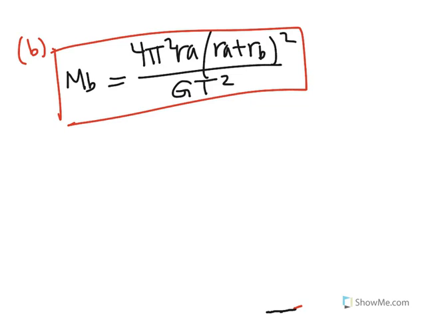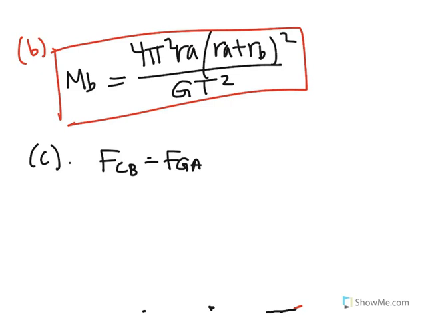Now for part C, they ask you for the mass MA of star A. You can make this harder on yourself and redo the whole thing, or you could realize that there's a symmetry to it, and that with RA and RB, the centripetal force of B is equal to the gravitational force of A.